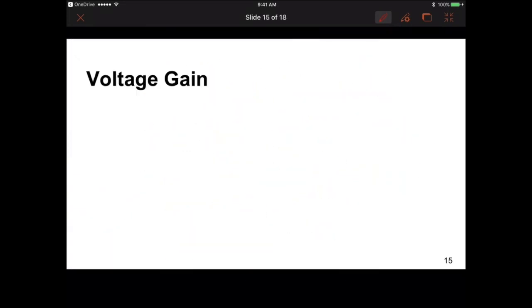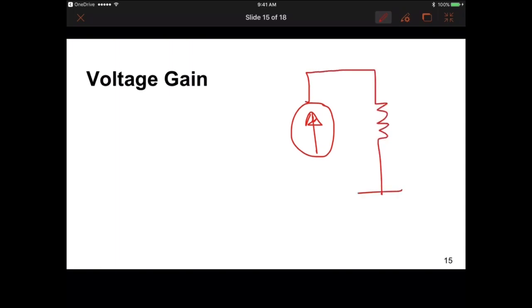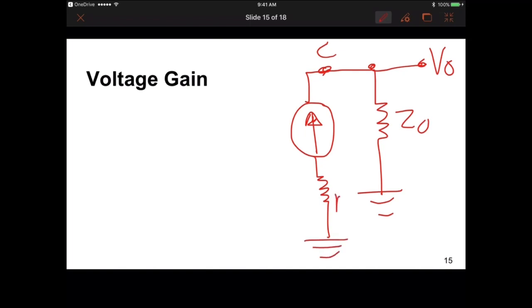All right, voltage gain. This is the amplifier, the constant current model. That's the symbol for a constant current source, which is essentially what the BJT is. So this would be ZO, VO, the collector lead, R prime E, the emitter at AC ground. This is the base lead.